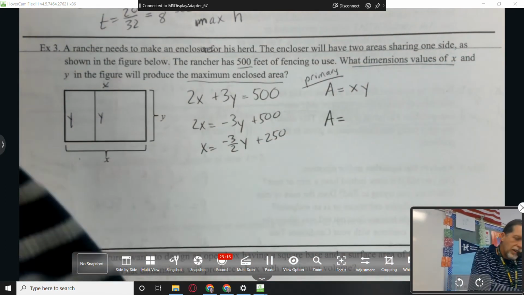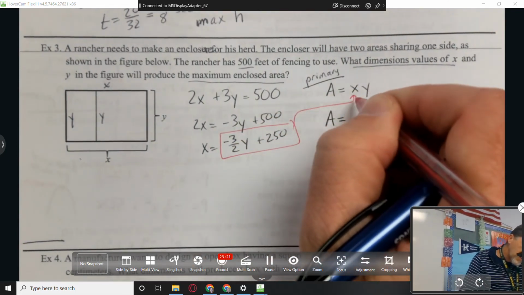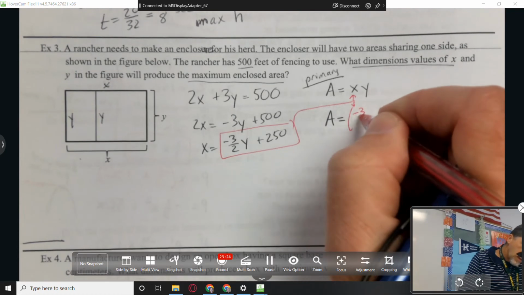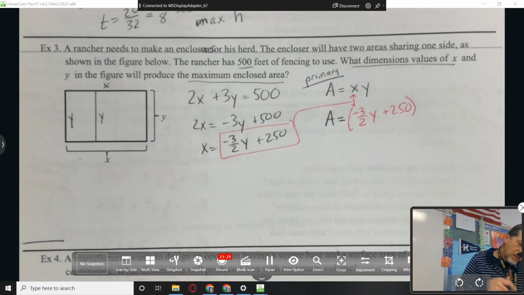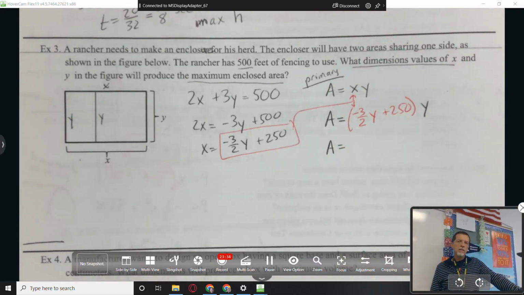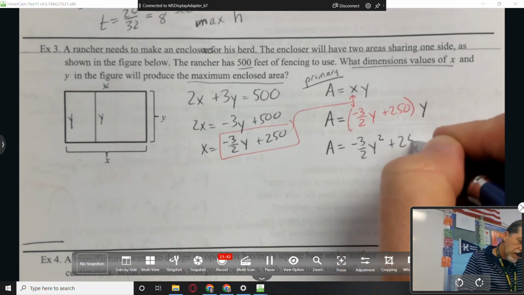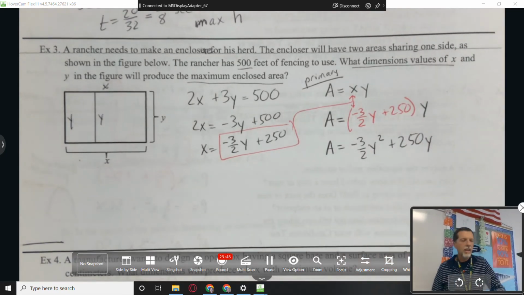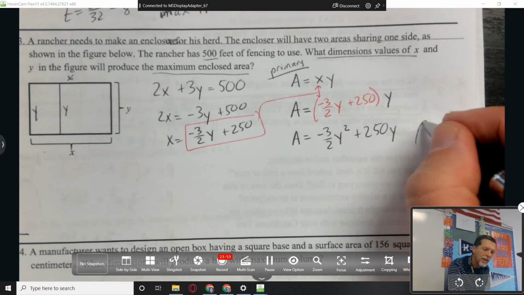So area is, in place of X goes this expression for X: negative 3 halves Y plus 250, times Y. So let's distribute: negative 3 halves Y squared plus 250Y. Do we know what shape that is? Parabola. Another upside down parabola, so there will be a maximum.